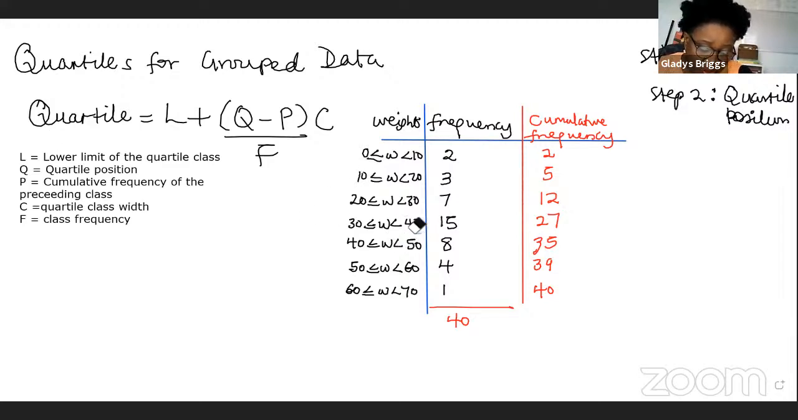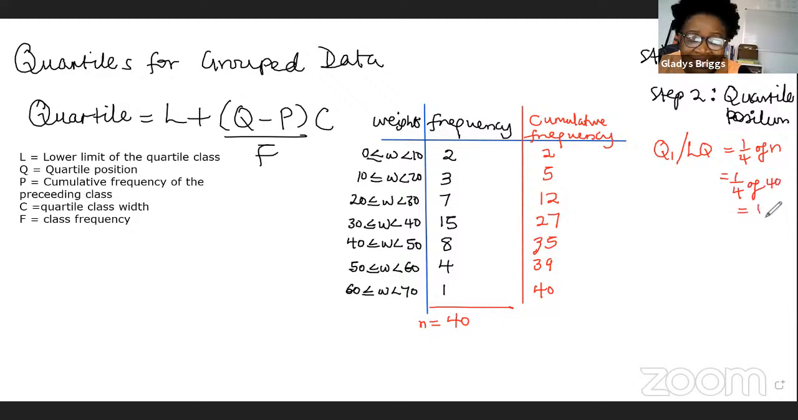Quartile 1 is 1/4 of n of the data. Q1, or lower quartile, is equal to 1/4 of n. I'm just using both names to show that they are the same thing. Some books will say lower quartile, some books will say quartile 1. So here n is equal to 40, so it will be 1/4 of 40, which is equal to 10.